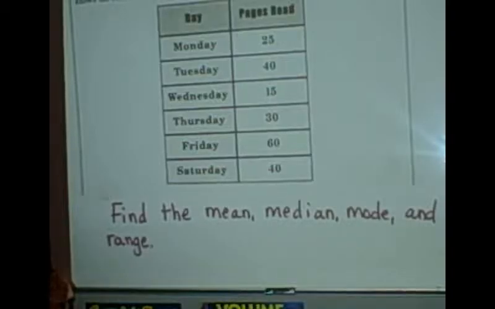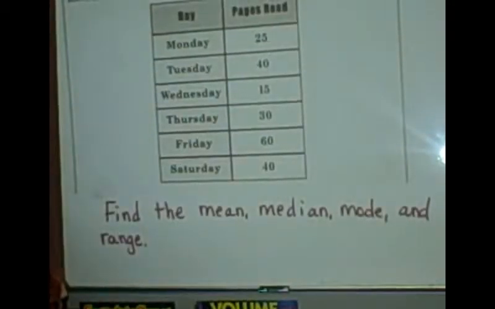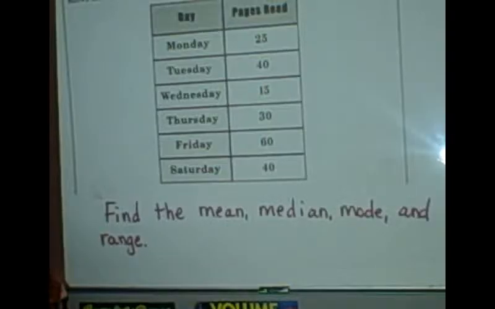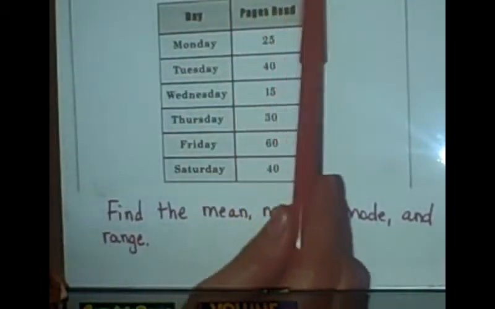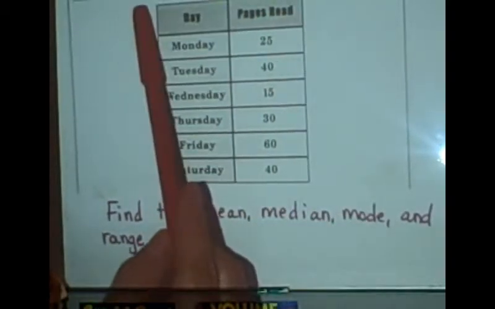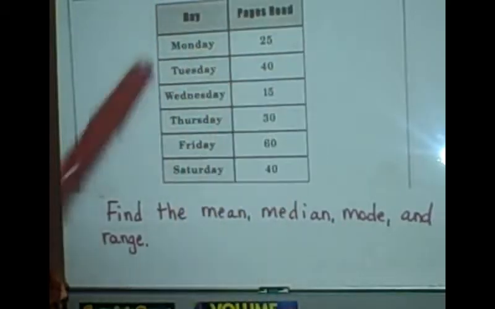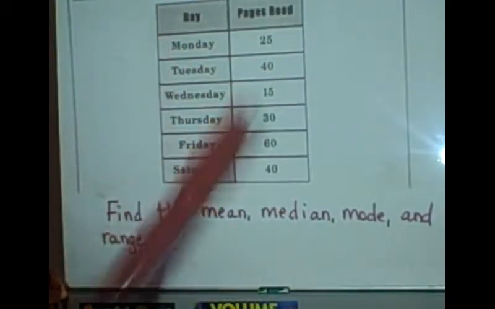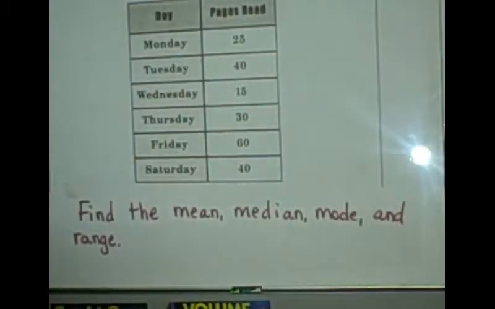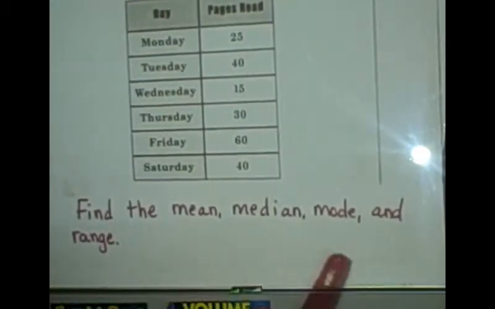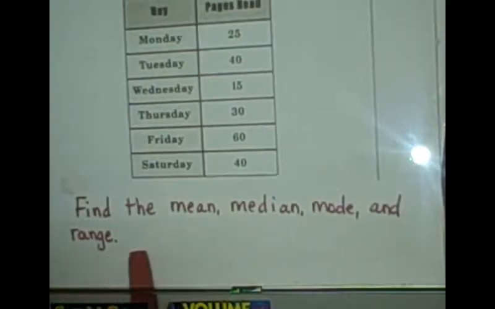Today's math problem is finding the mean, median, mode, and range. I'm going to give you a couple minutes to solve the problem after I read it. Emily is reading a 400-page book. She started reading the book on Monday. The table shows a number of pages she read each day. Here is your table, here's the days of the week, and here are the pages she read each day. I want you to find the mean, median, mode, and range of this data.